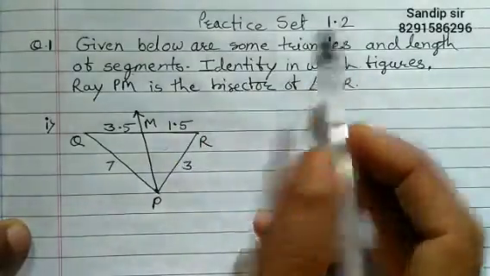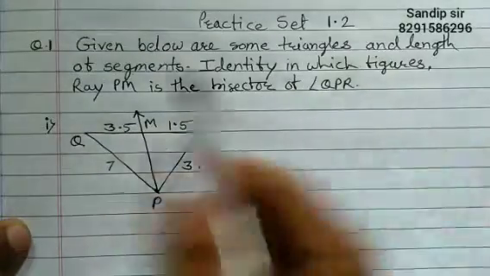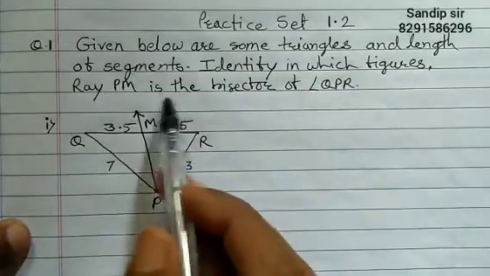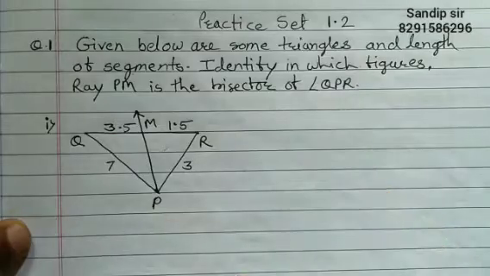Practice set 1.2. Question number first. Given below are some triangles and length of segments. Identify in which figure ray PM is bisector of angle QPR. And this is the first diagram.